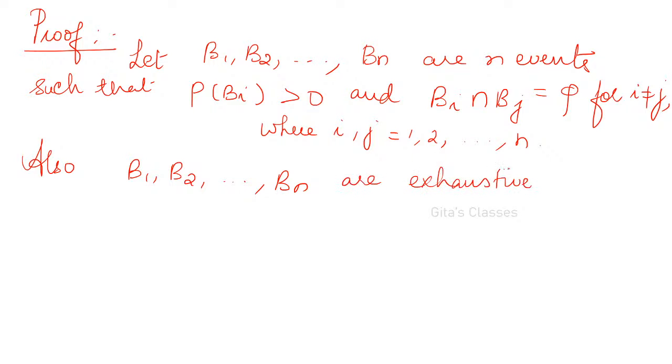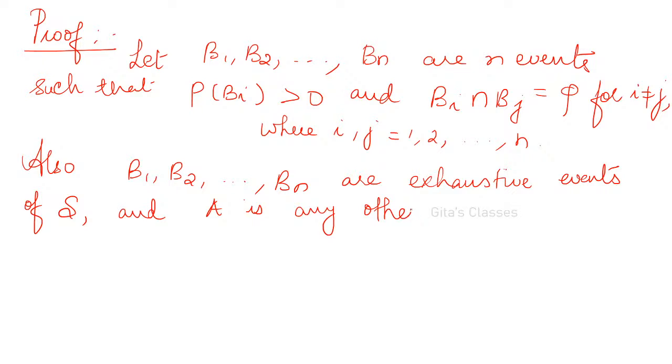Already we have seen what exhaustive events and mutually exclusive events are. All these definitions are available in the channel. If you want, you can go through them once. So B1, B2, etc., Bn are exhaustive events of S, and A is any other event of S, other than B1, B2, etc., Bn, where P of A is greater than 0.